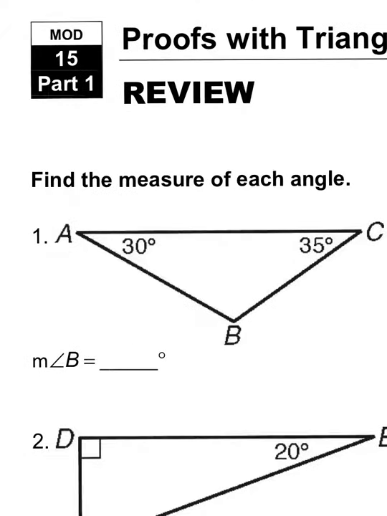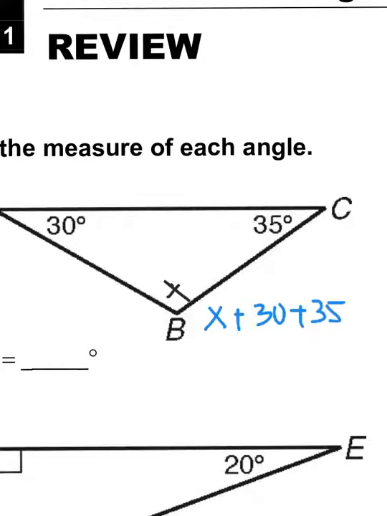Okay, we're going to start with number 1. On number 1, you want to make sure that these three angles, angle A, angle C, and angle B, are all adding up to be 180. So we obviously do not know what angle B is. So we are going to set up an equation, x plus 30 plus 35 equals 180. That's the triangle sum theorem.